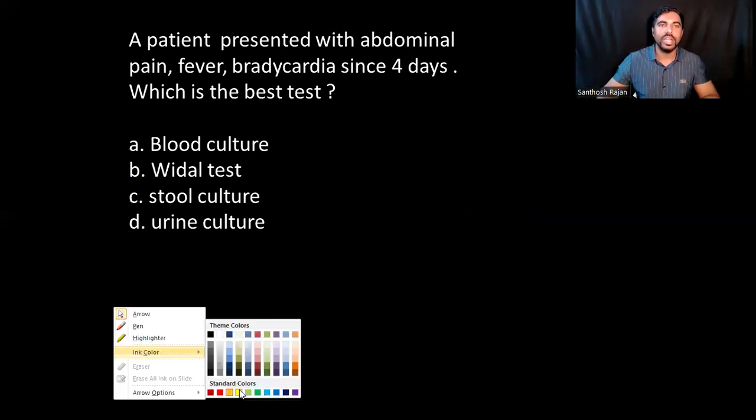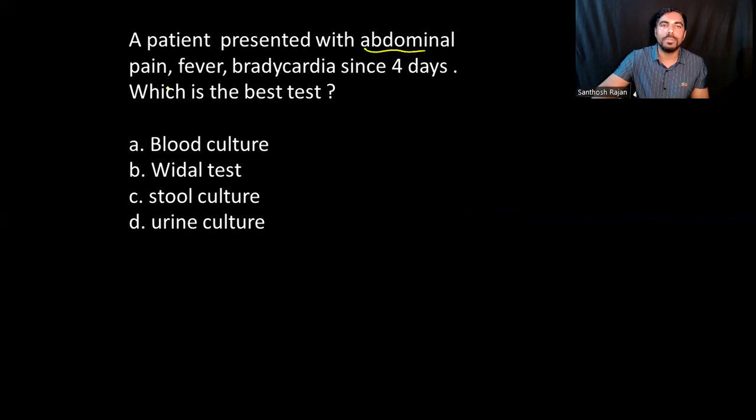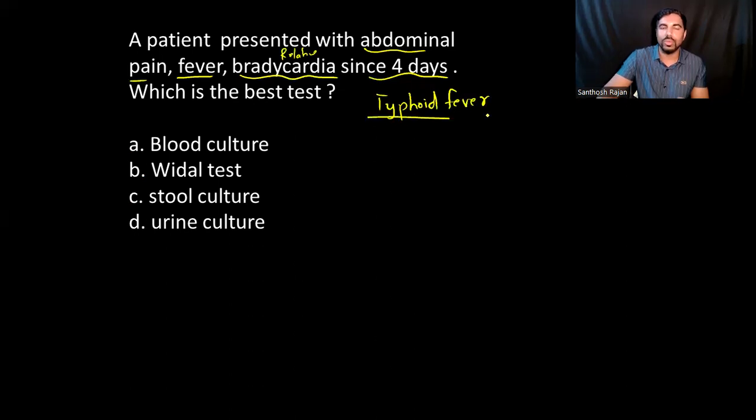Now the next one: a patient presented with abdominal pain, fever, bradycardia since 4 days. It looks very non-specific. The only thing is bradycardia; when they talk about bradycardia, they're talking about relative bradycardia. Based on all this, it looks like typhoid fever. For typhoid fever, you have to remember only one person, Basu. Our Basu for diagnosis, Salmonella typhi, but Basu. B is for blood agar, or bone marrow agar. Bone marrow is the best one.